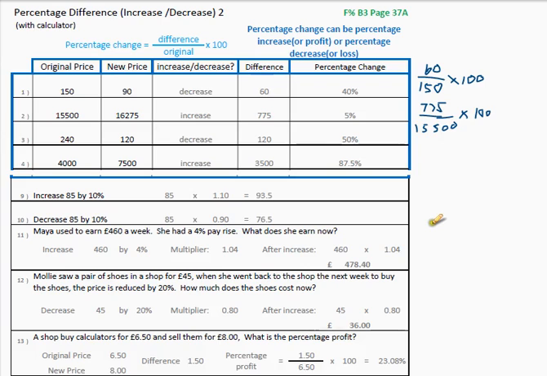Now we've done all of these before. Pause the video and check your answers here. Okay, now we've reached the end of this video.